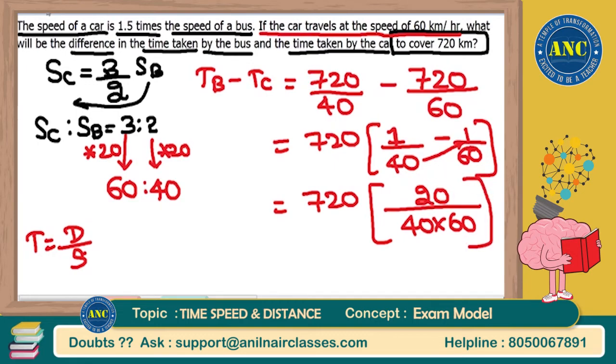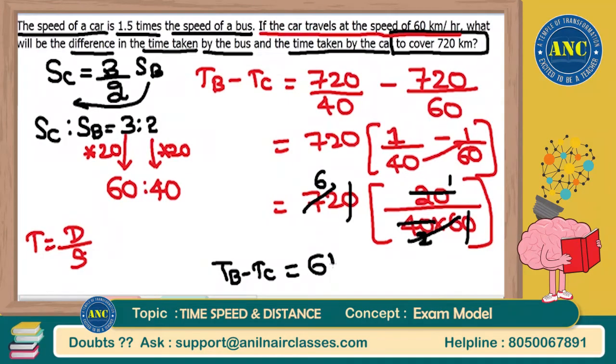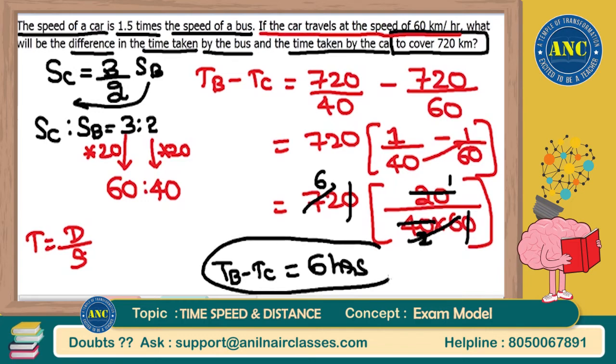What are you left with here, sir? You are left with 20 into 1, 20 into 2. 2 into this 0 will get cancelled, so this also will get cancelled. So this is 2 into 6 is 12. 12 into 6 is 72. That means the time difference between bus and car is nothing but 6 hours. The answer for this question is 6 hours. I believe the idea is clear.